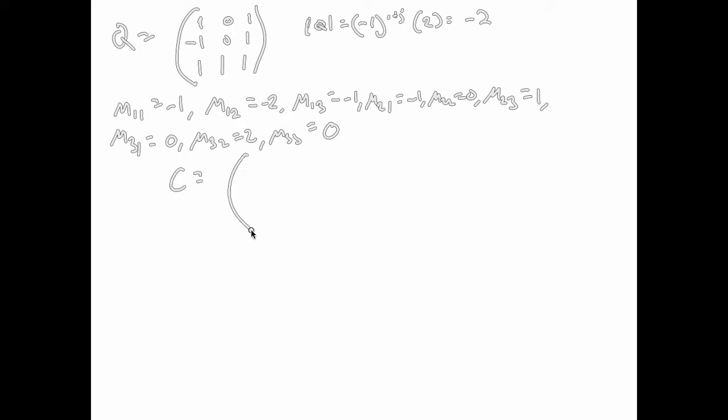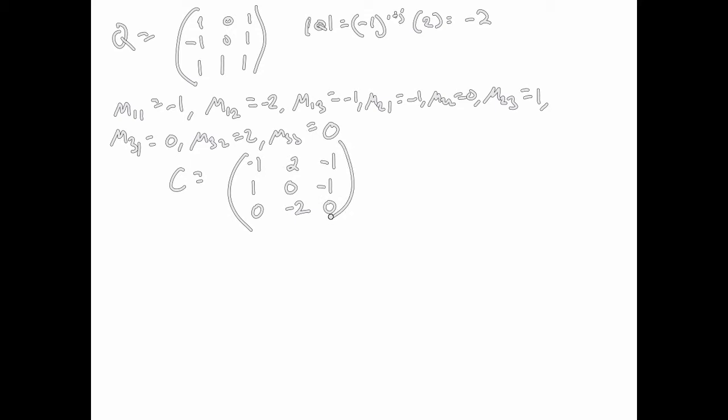You put all the minors in the spots, but now put negatives in front of the ones that have a row plus column number being odd. So we have 0, negative 1, 2, negative 1, 1, 0, negative 1, 0, negative 2, and 0.